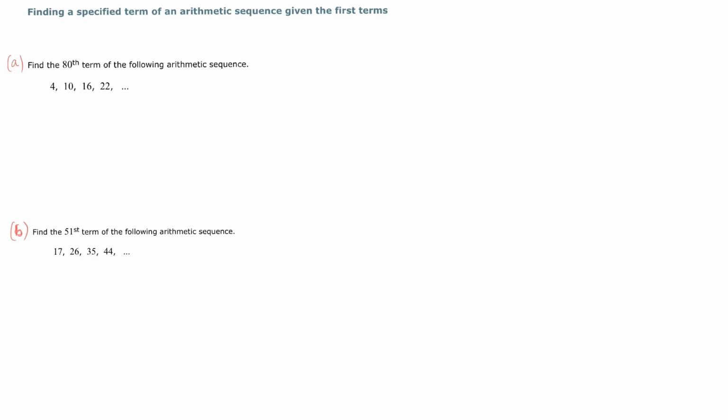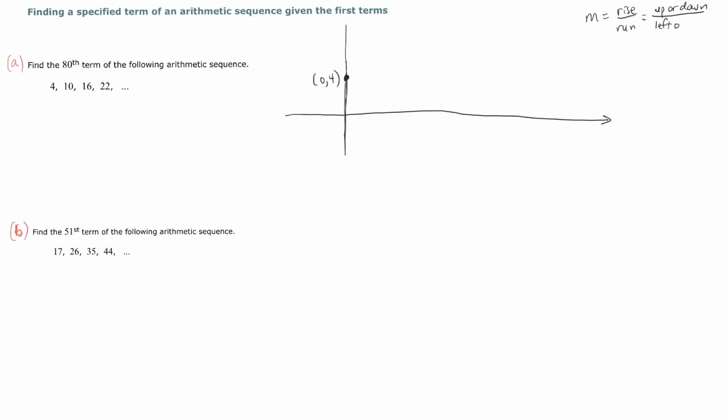So what I'm going to do here is visualize an arithmetic sequence in a very similar fashion to a straight line. So if the y-intercept here, let's say it's (0, 4). And if you look at the arithmetic difference, since the rise over run, if you look at the slope, sometimes we say rise over run. I don't really like that. I usually like up or down over left or right.